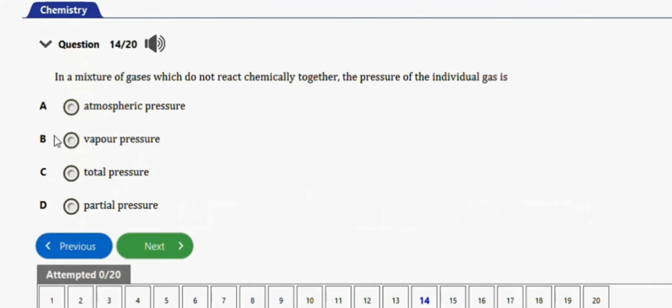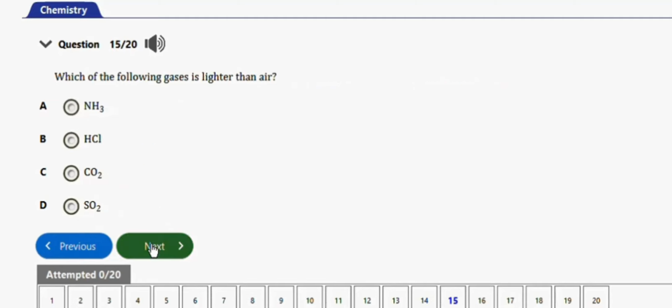So it says, the mixture of gases which do not react chemically together, the pressure of individual gas is the partial pressure. Alright, take note of this question as well. Next question, it says which of the following gases is lighter than air? I think we have answered it already. It is ammonia, option A.